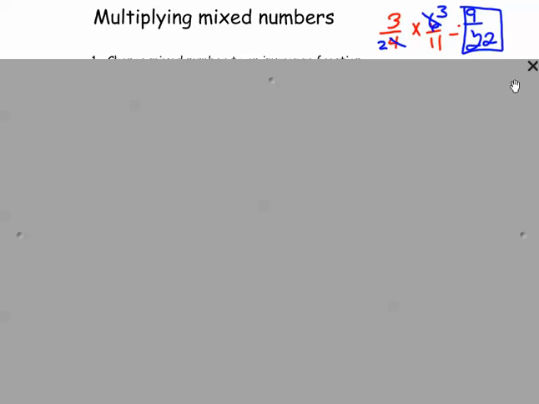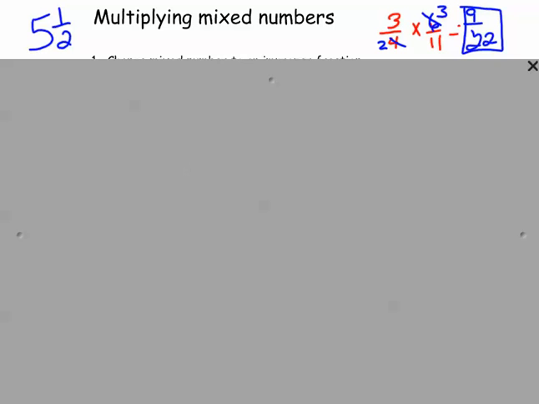All right, so when you multiply simple fractions, you just multiply straight across. If you can cancel, that really helps you out in the end. So today we're going to talk about if we have a mixed number. Remember, a mixed number is a whole number and a fraction. This is a mixed number.